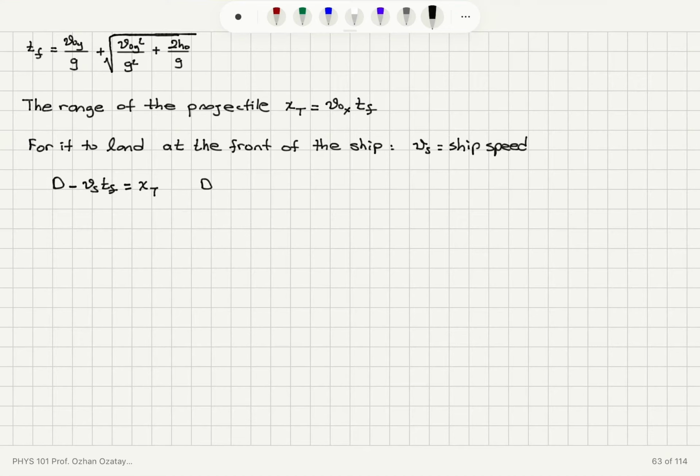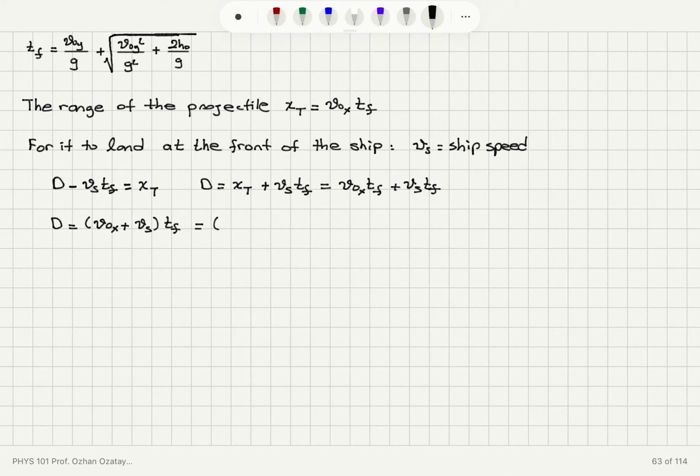So this d will become the total range, x sub t, plus the speed of the ship times the time of flight. So x sub t was initial velocity x component times time of flight plus the speed of the ship times time of flight. So you can see that d will become, in parentheses, v0x plus vs times time of flight.